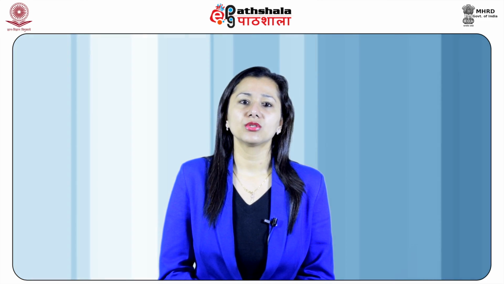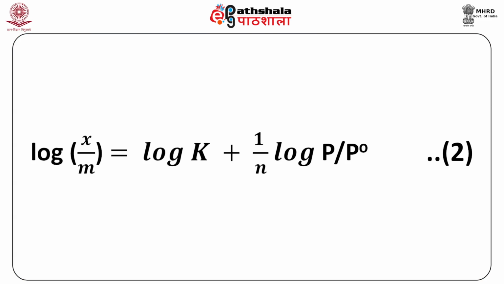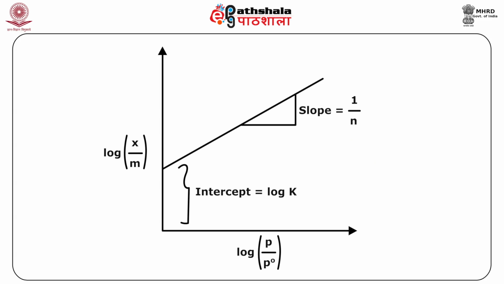Taking logarithm of equation 1, we get log x/m = log k + (1/n) log (p/p₀). This is our equation 2. Here p₀ is the unit pressure. The validity of Freundlich isotherm can be verified by plotting a graph between log x/m and log (p/p₀). A straight line with a slope equal to 1/n and intercept equal to log k validates Freundlich adsorption isotherm. The two constants can be evaluated from these values.